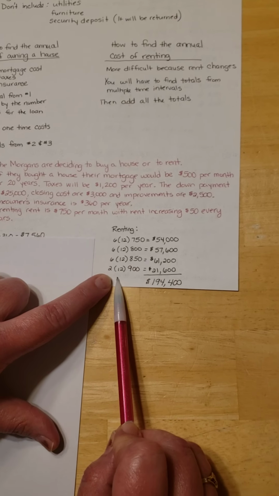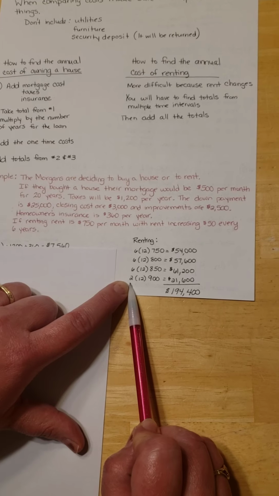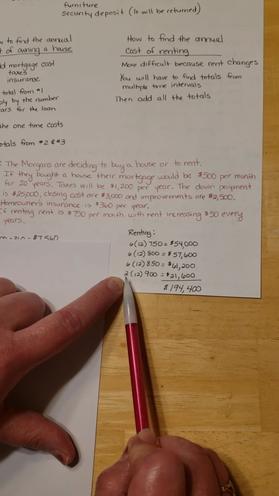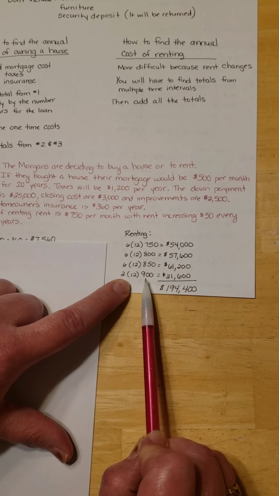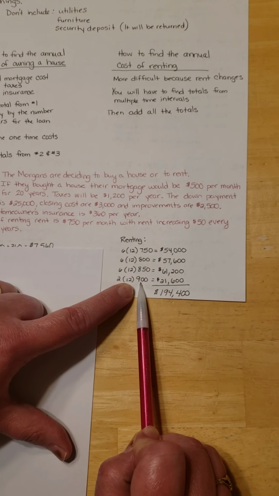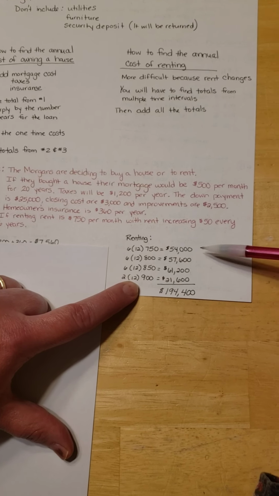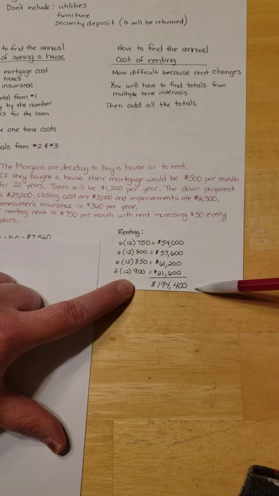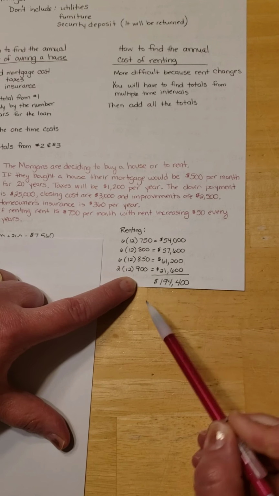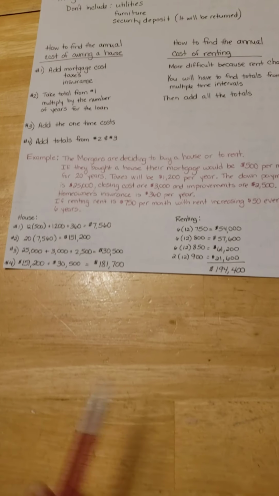I have 2 more years left, year 19 and 20. That's why I have 2 here, not the 6 that we've been doing. This is for year 19 and 20. We're paying every month, and our rent got bumped up another $50. So do the math. Now, once you've got all your totals for all those 20 years, add them together, and we find that the cost of renting is $194,400.